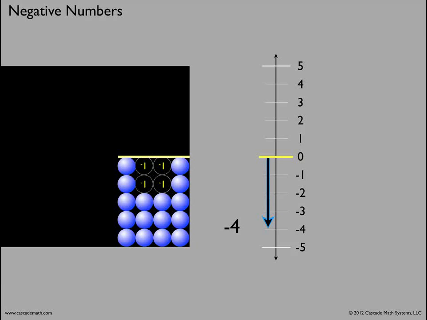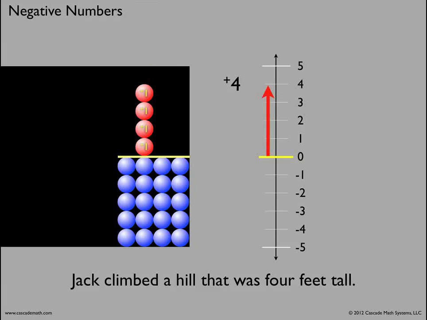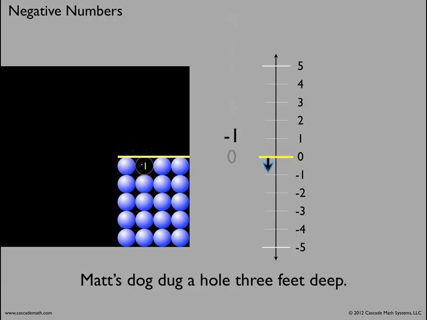Let's represent some positive and negative values using our balls and trays. Reset your trays and follow along with me as I do the first ones. Jack climbed a hill that was 4 feet tall. Since the number of feet we were climbing was up, we could use a positive 4 to represent it. Positive 1, positive 2, positive 3, positive 4. Reset your trays and work another one along with me. Matt's dog dug a hole 3 feet deep. Negative 1, negative 2, negative 3.